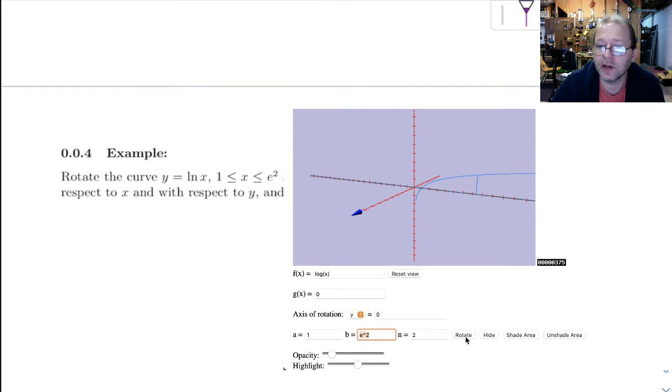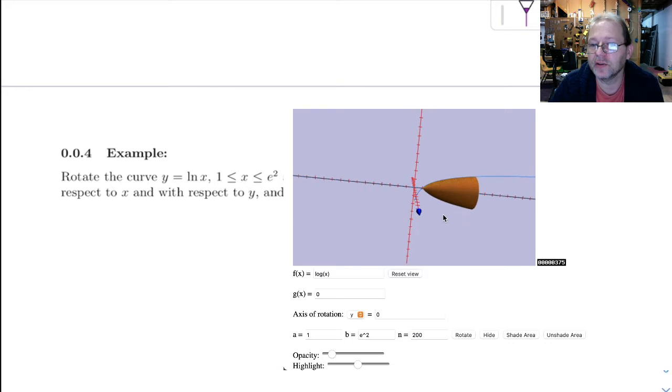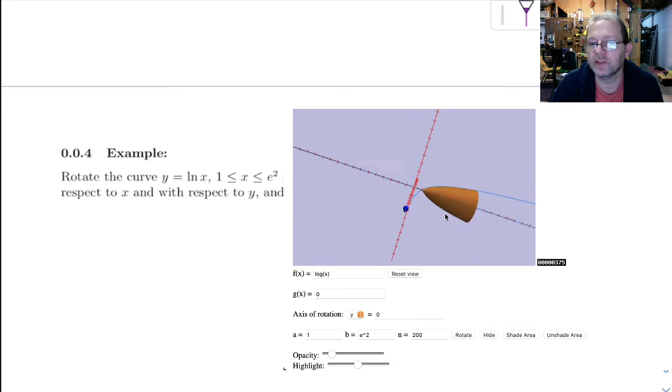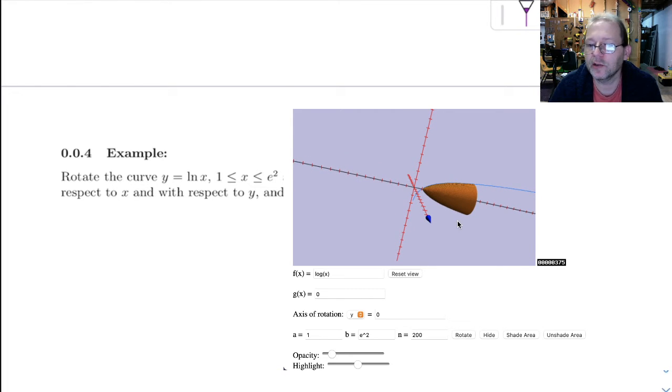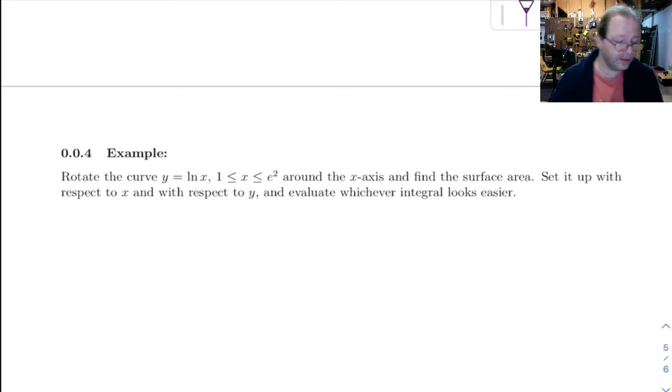So if I take this and I rotate it around the x-axis, is that what it said? Yeah, rotate around the x-axis. So when we do that, we get this. Let me up my n here so that we can see something a little better. Yeah, so again, it's sort of the surface area of like a bullet or blimp shape or something. So we're going to find that surface area, and then we're going to set up an integral and find it.